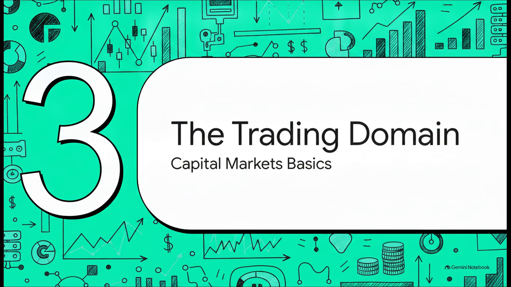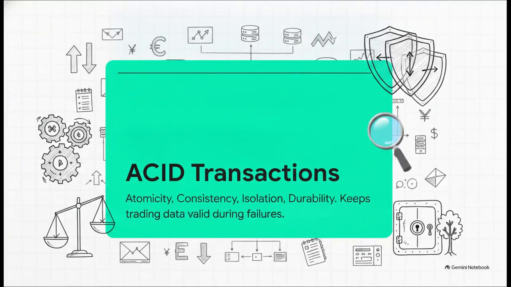Section 3, the trading domain. We're getting into the highly complex, specialized knowledge you need for capital markets. In any trading system, your database transactions must strictly follow ACID principles: atomicity, consistency, isolation, and durability. And guys, this is completely non-negotiable.